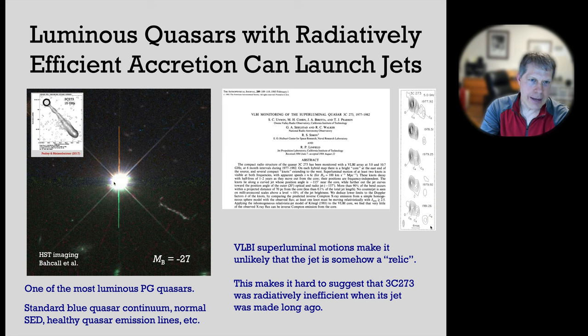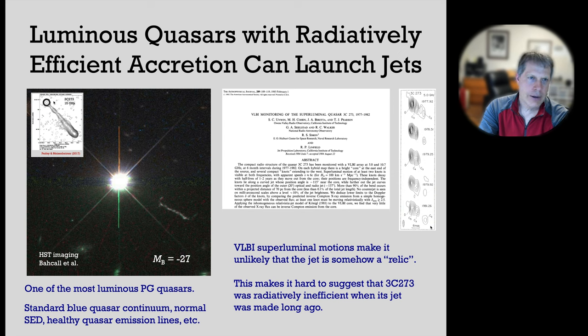Okay, so you have a highly luminous quasar with a jet. The quasar has a standard blue quasar continuum. It has a normal spectral energy distribution as best we can measure it. And it has healthy quasar emission lines, indicating that the big blue bump and so on is there in its normal way. So this is a quasar that certainly seems to be radiatively efficient. It's luminous. It has a normal SED, it has strong emission lines, it has a blue continuum, all the things you would expect for radiatively efficient accretion, yet it undoubtedly is launching a jet.